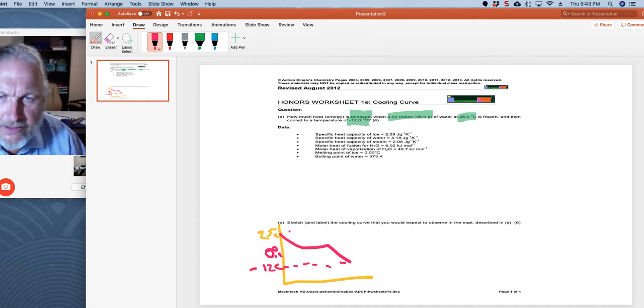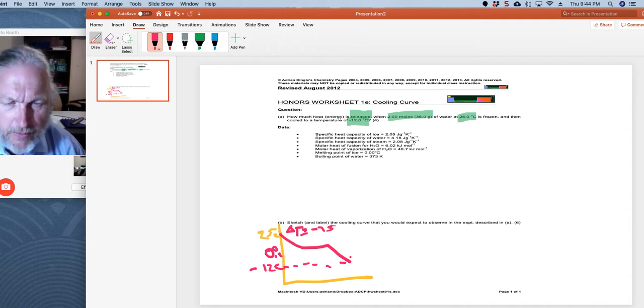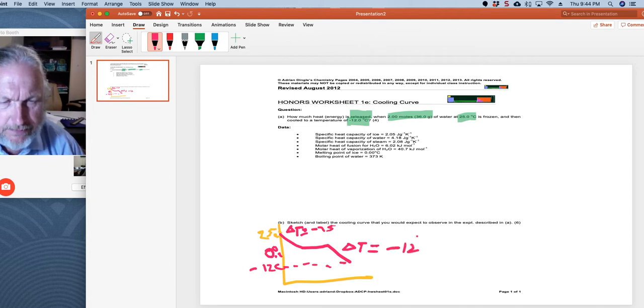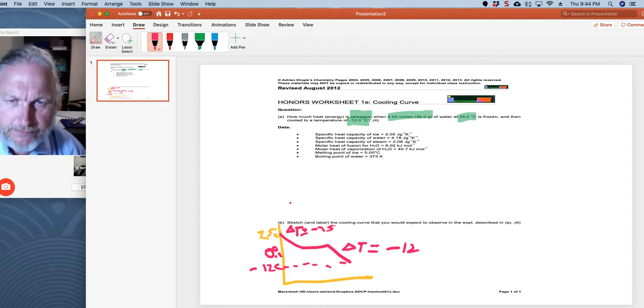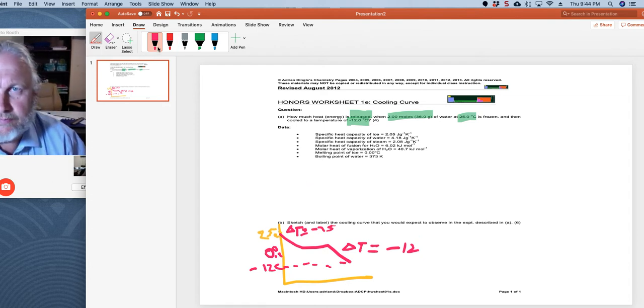So here I've got a delta T of what? 25 degrees C. Well, actually it's minus 25, because the final temperature there was 0 and it started at 25. Here I'm going to have a delta T of what? I'm doing this just so I know what I'm dealing with over here. Delta T of minus 12 minus 0, minus 12 degrees. So let me go up here and get another marker.